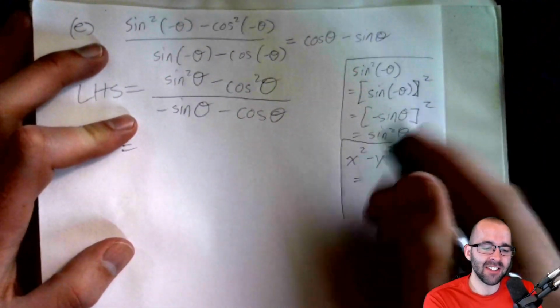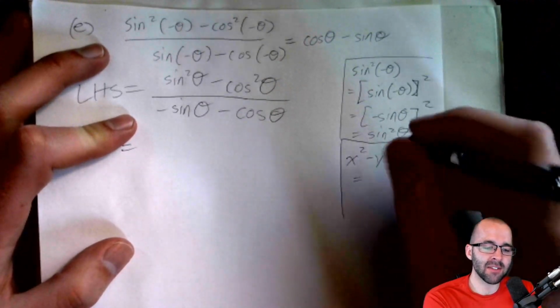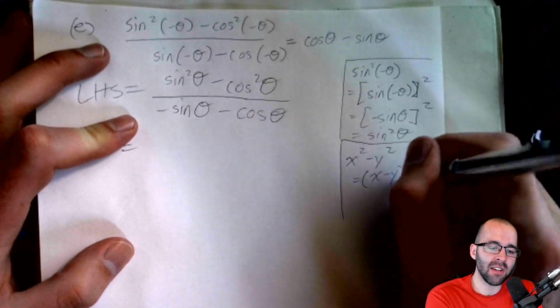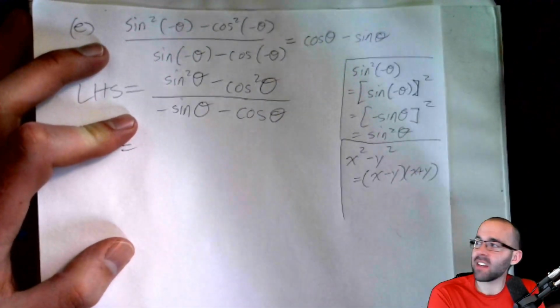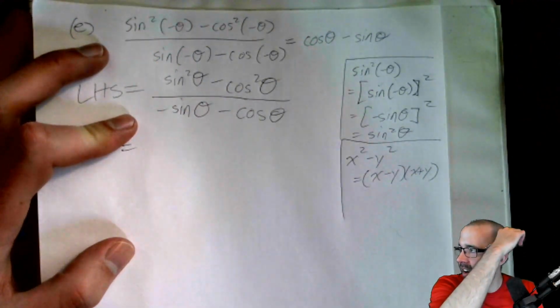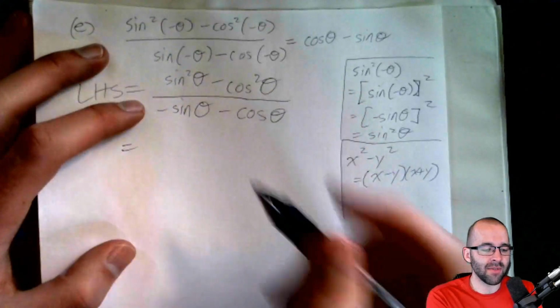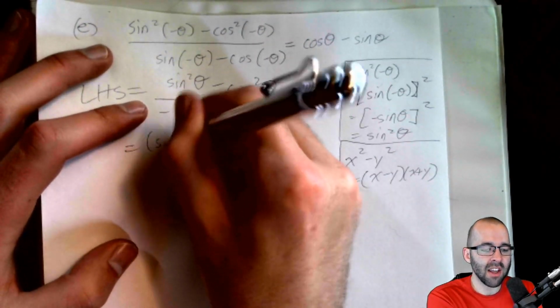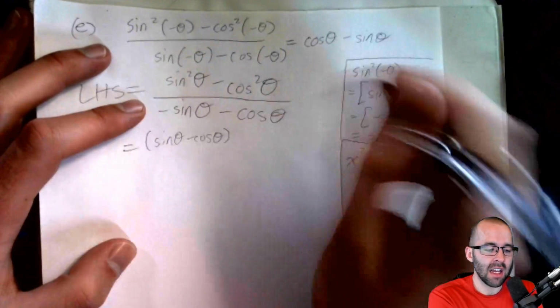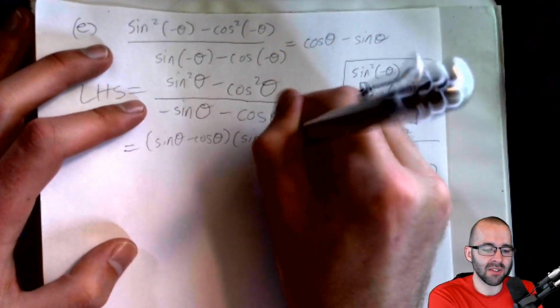All right. So this is the difference of squares. Something squared minus something else squared. It's going to factor x minus y, x plus y. All right. So in this case, x is the sine of theta. So we have the sine of theta minus the cosine of theta times the sine of theta plus cosine of theta.